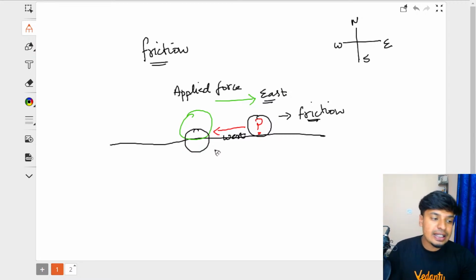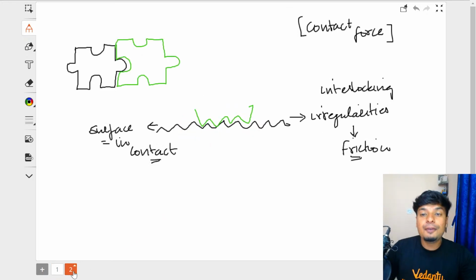Alright, clear guys, clear with this, everybody? Very simple. So next time when somebody asks you, hey, how is friction occurring? You should never get confused. You should say, friction occurs because of the interlocking of irregularities between the surfaces, and friction is a contact force. That's the right answer.